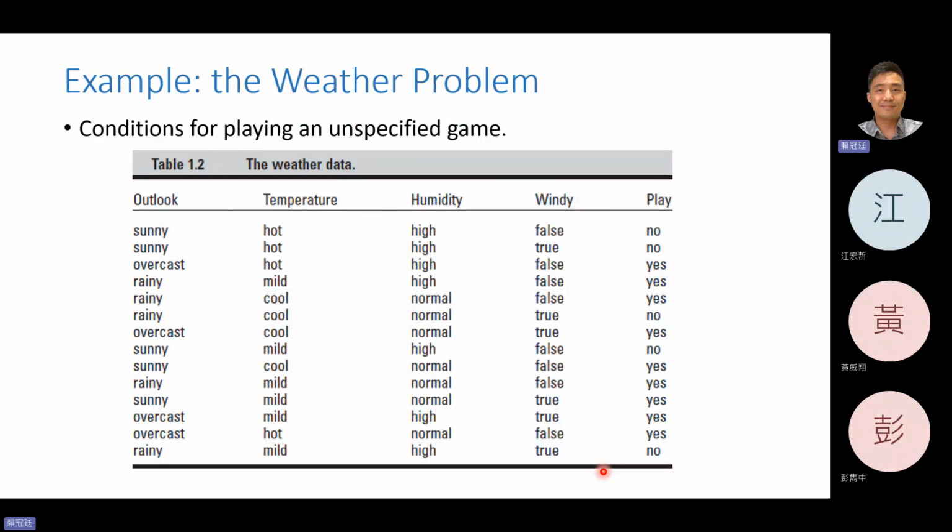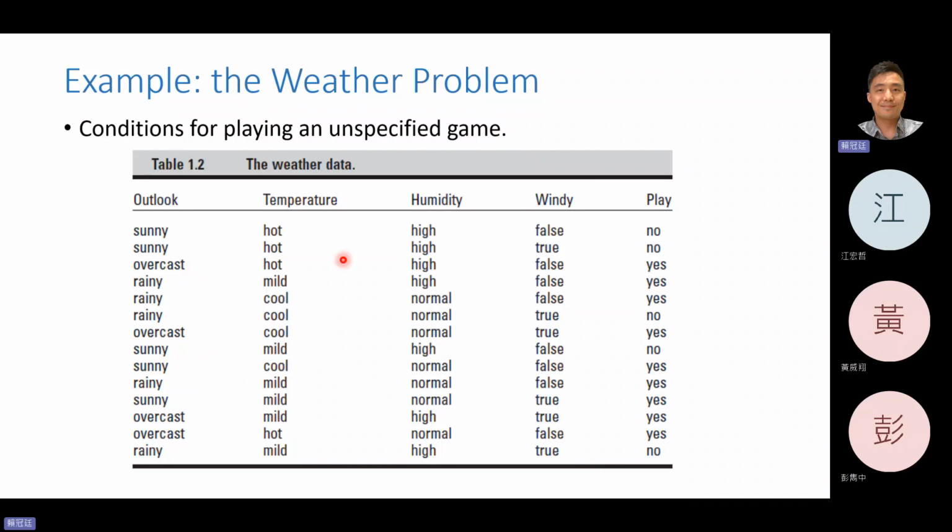So usually data mining is very relevant to databases, right? And in a database, you may see a data set like this. It's a synthetic data set. It predicts, under different weather conditions, whether a game will be played or not. So there are four features. The first is outlook. Outlook is the weather, whether the day is sunny, overcast, or rainy.